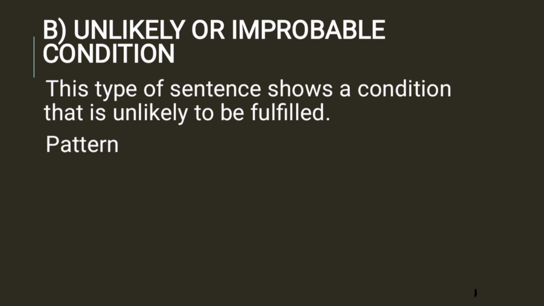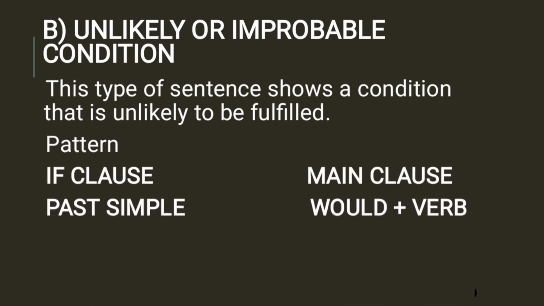So what is the pattern? In the main clause, we have would plus verb. So here, you have to be very careful. In the main clause, we have would plus verb. But in the if clause, we have the past simple. Past tense, just past tense.